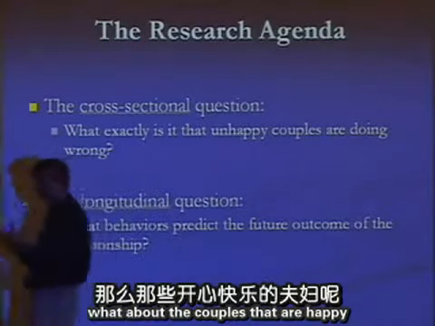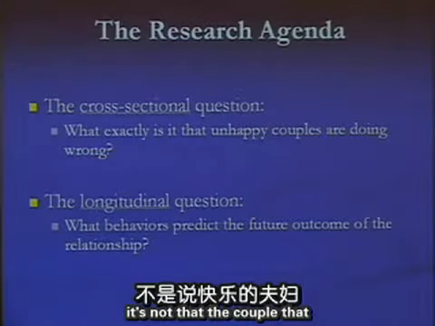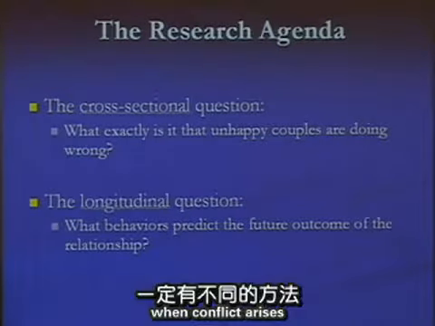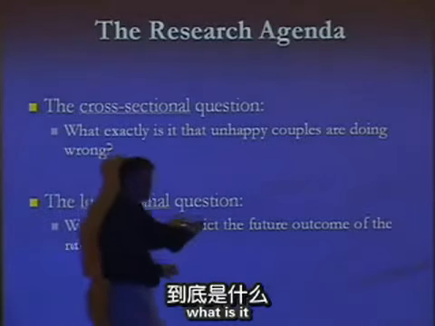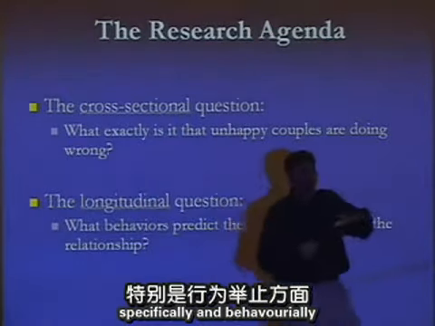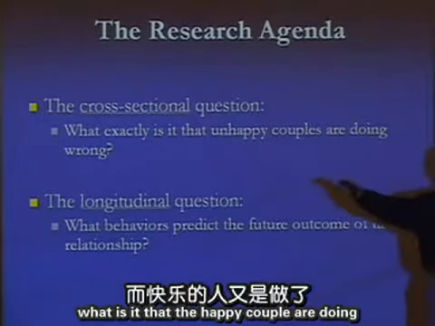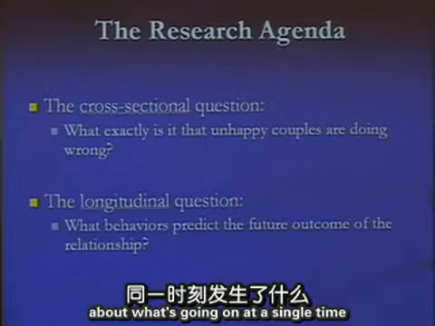And the couples that are happy, by Lewin's definition, it's not that the couples that are happy have less conflict. They just must be doing something different when conflict arises. Well, what are they doing? Can we pin it down? What is it, specifically and behaviorally, that the unhappy couples are doing that is making them unhappy? And what is it the happy couples are doing that is keeping them happy? That's the cross-sectional question. That's about what's going on at a single time.